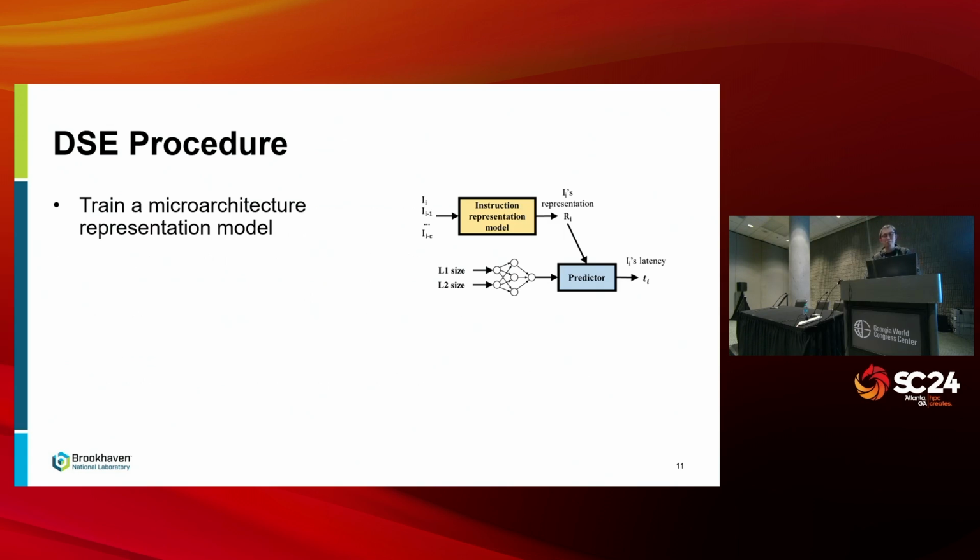Let's see how to do design space exploration in our case. It's a little different from the traditional design space exploration method. Recall the microarchitecture representation, which we ignored in the previous slides, but here we actually need to train one. We just have a very simple two-layer MLP model, which takes the L1 and L2 cache sizes as the input and predicts the microarchitecture representation under those cache sizes. When we're training this small MLP model, the instruction representation model on the top is frozen, pre-trained from the previous data.